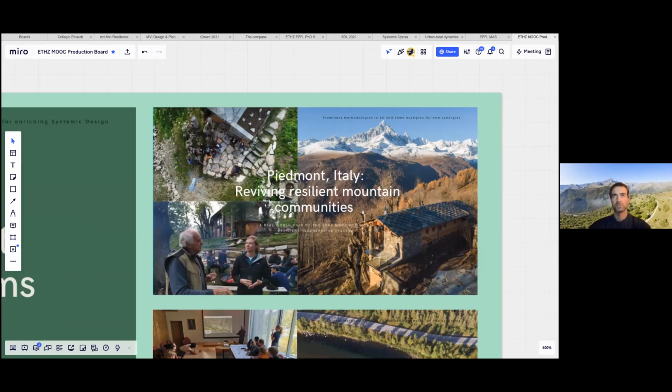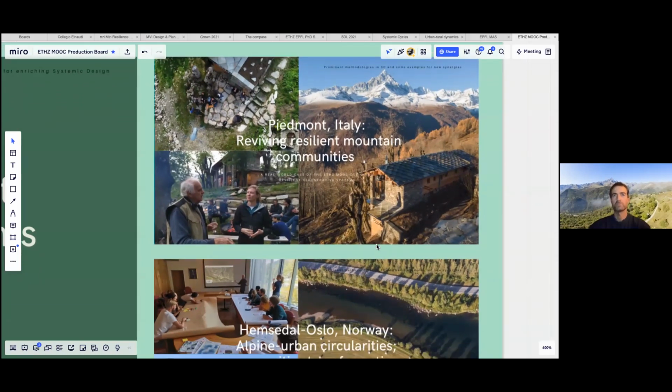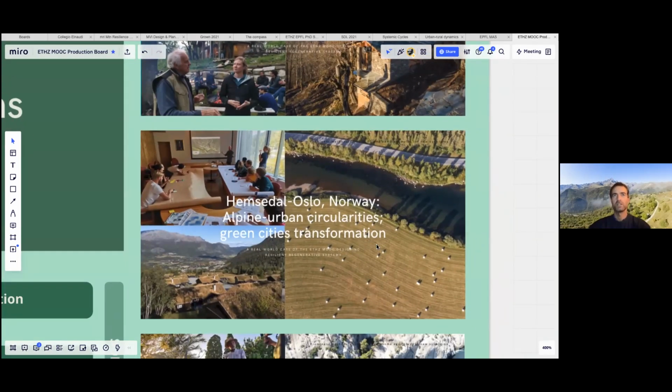This is close to Turin at the French border. You can see here the Monte Viso. And we have been engaged here for quite some years in cross-scalar design from materials and buildings to regional economies. So that's one of the real-world cases to illustrate the theory of this MOOC. The second one is more a northern climate and culture, Oslo and Hemsedal, with the focus on alpine urban relations, circularities, and green cities transformation.